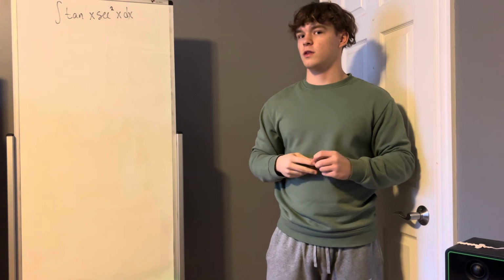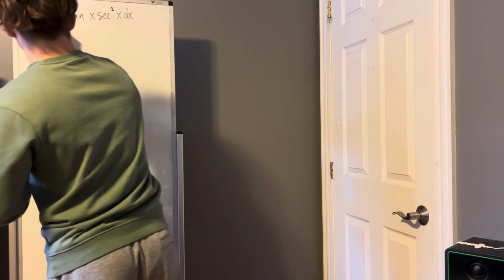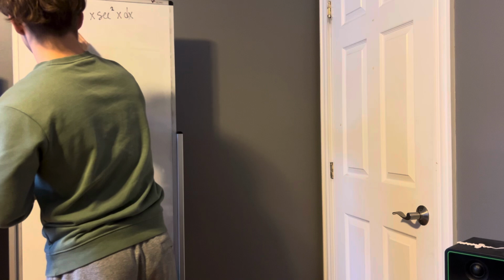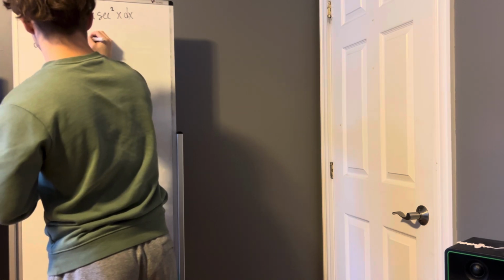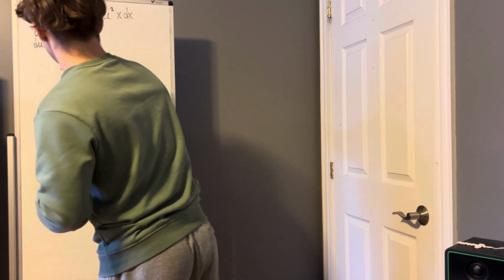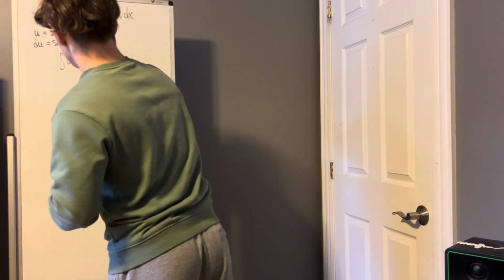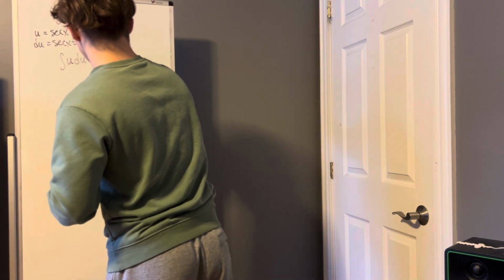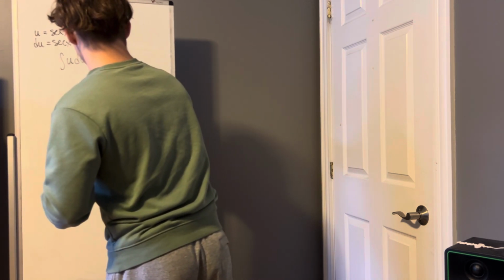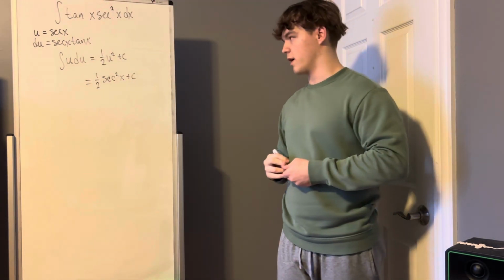So I'm going to evaluate this integral in two different ways. The first one, we're going to use u equals secant of x, du equals secant x tan x dx. What we're going to get is the integral of u, and then we have a secant x tan x left over. That's du, which is just 1 over 2 u squared plus c, which is just 1 over 2 secant squared x plus c. So that's the first one we get.